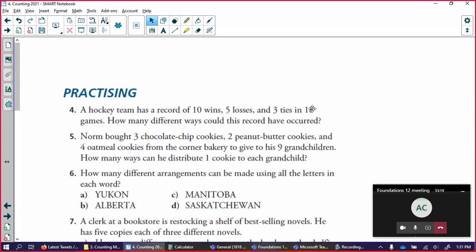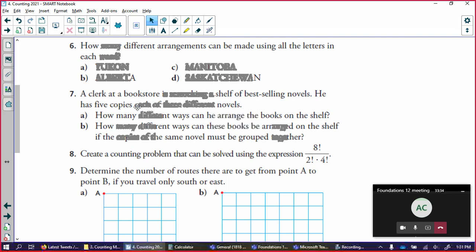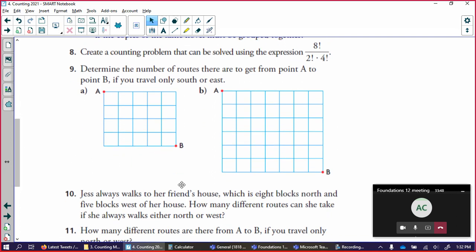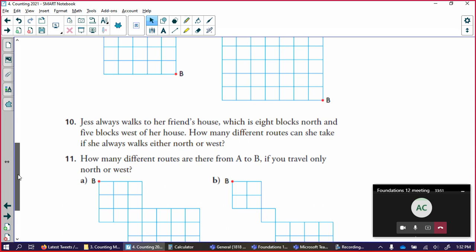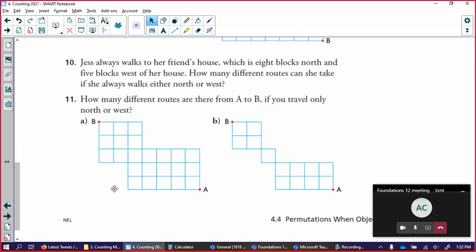How many different possible? Well, those are repeated. 9 grandchildren divided by. Can you tell the book was written out west? He has a book. He has 8 novels. Oh, but they have to be grouped. You don't really have to do number 8. 9 should be okay. 8 blocks north, 5 blocks west. The 10 is the same as this without a picture. 11.